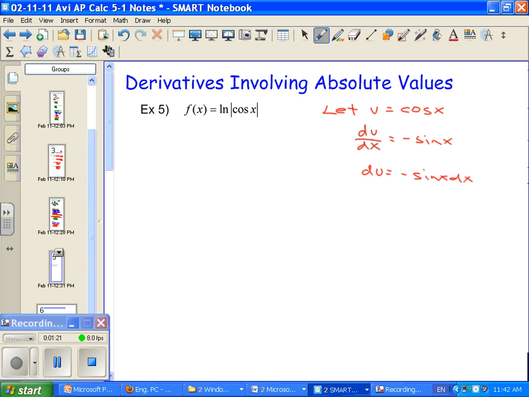So if I wanted to take the integral of this thing, the integral of the natural log of cosine of x dx, we know that that's going to... sorry, we haven't done integrals yet. I meant derivative.